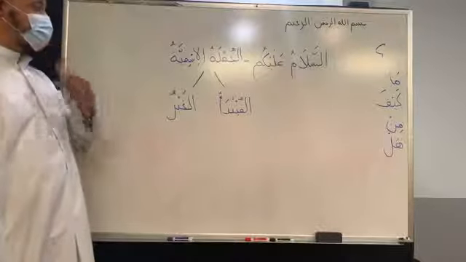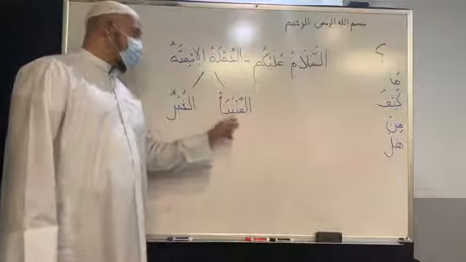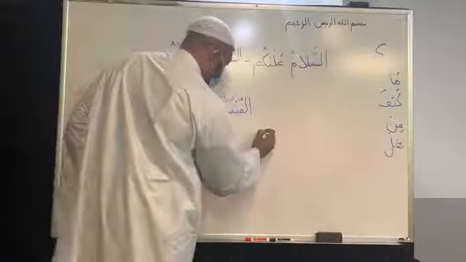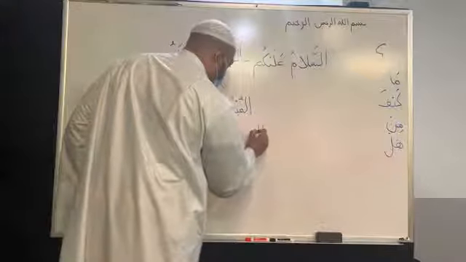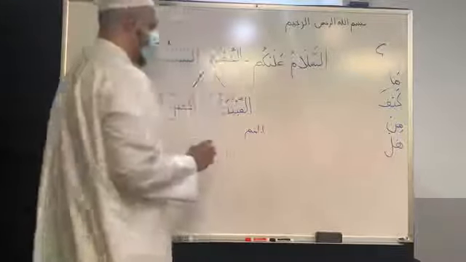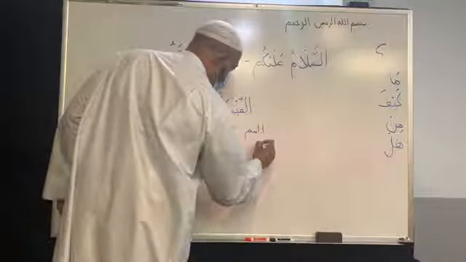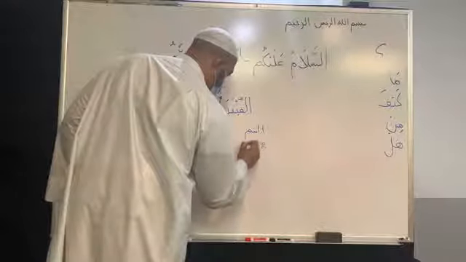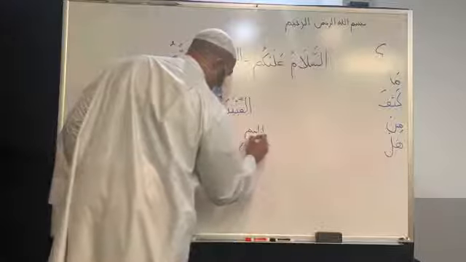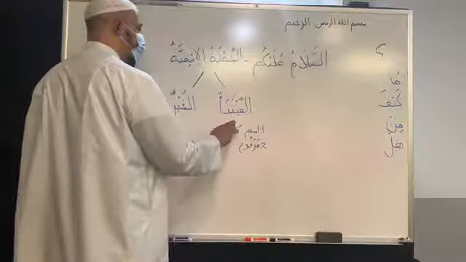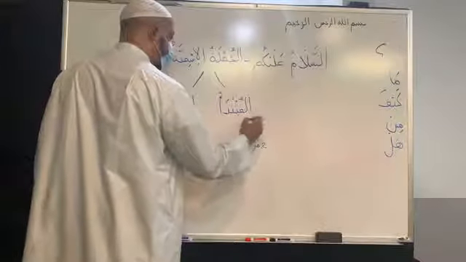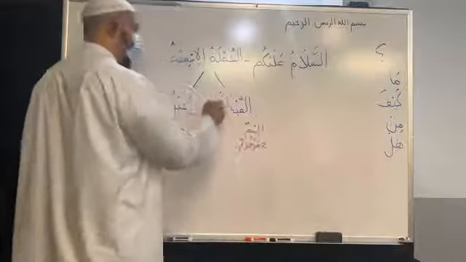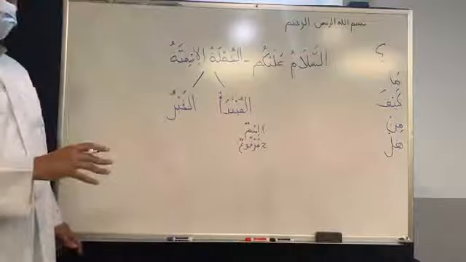Okay? The mubtada will be here in the beginning. It will be an ism. Okay? So the mubtada will be one, it will be an ism. Okay? Two, it will be marfu'. Okay? What does marfu' mean? Marfu' means it will have a dhamma, or what takes its place.